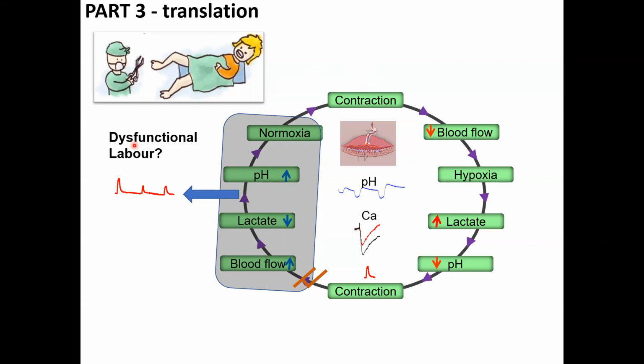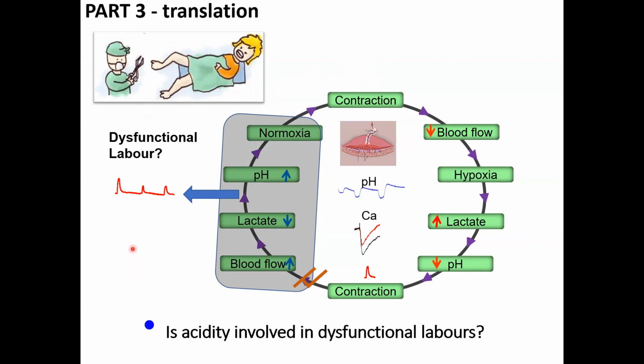The other 50% do not. And the only way to get the baby out safely is to perform not forceps, but an emergency caesarean section. So this is unplanned surgery on women who are labouring dysfunctionally. And it would be really good if we could do something to decrease its incidence. And the question I asked is: is acidity involved in dysfunctional labours, from the evidence that I've given you so far?